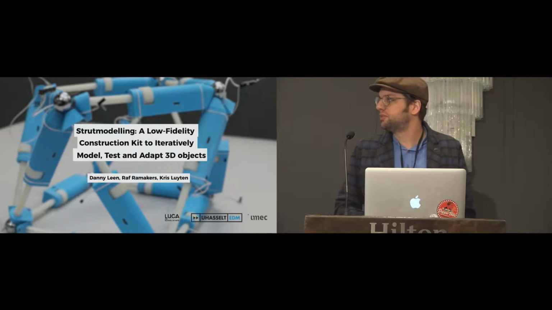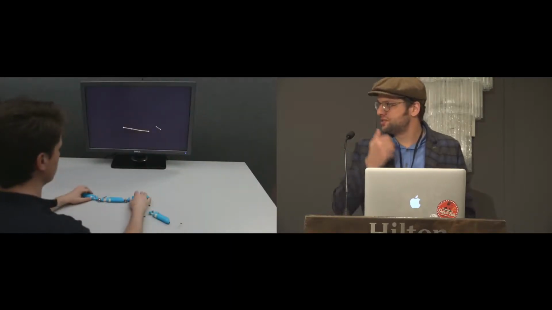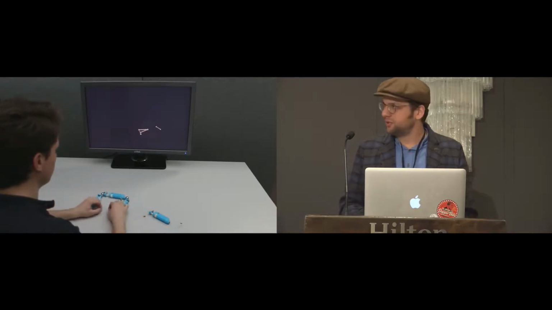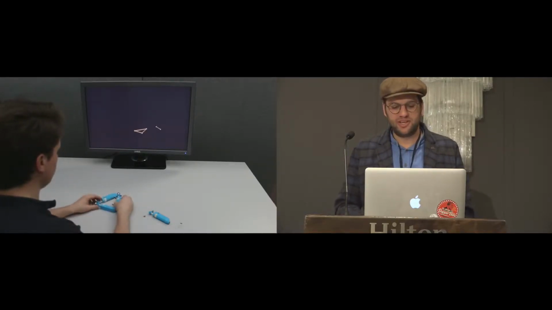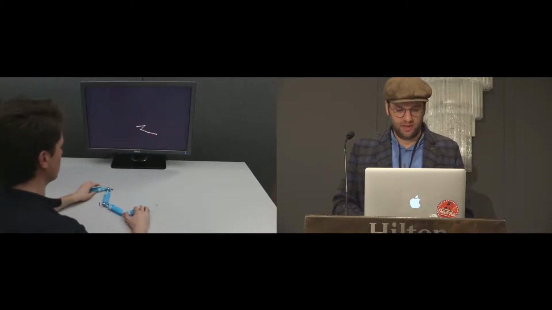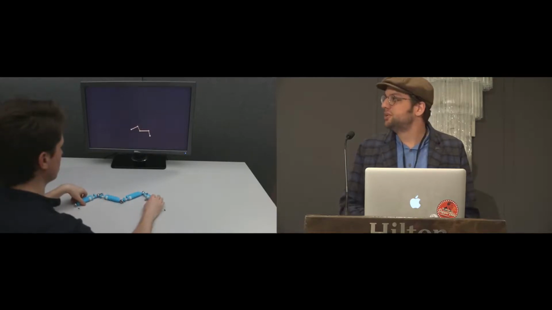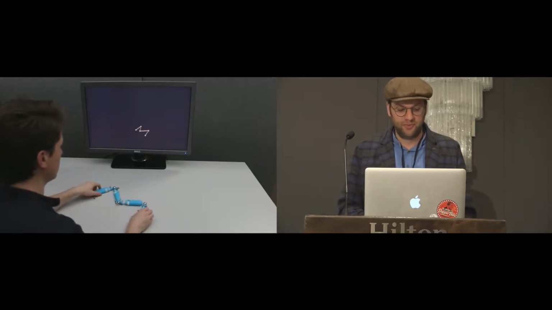I'm going to present Strut Modeling. Strut Modeling is a project done in collaboration with the University of Hasselt, with Ramakers, who's also here, and Kris Luyten. So Strut Modeling is a low-fidelity construction kit that consists of struts and hubs. What the user can do is simply connect a strut to a hub and build in the physical space.